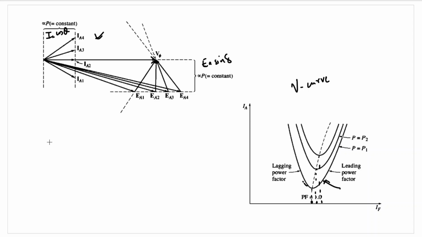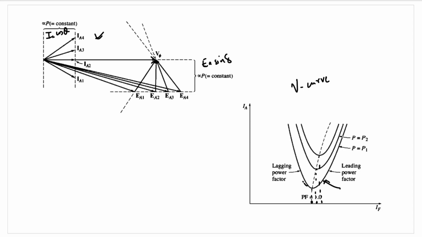This is referred to as a synchronous motor V curve. It helps us understand how IA, the armature current, changes with respect to IF, the field current, in a synchronous motor. We are not talking about a synchronous generator. We have already seen IA versus IF is a linear curve in a synchronous generator.